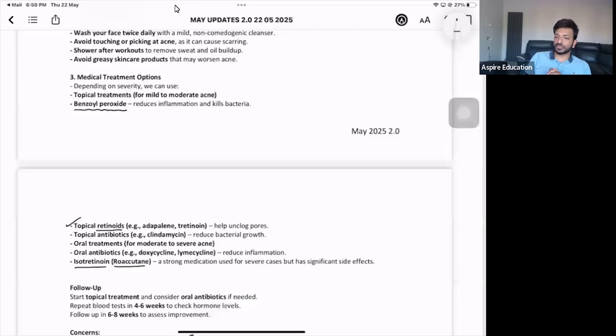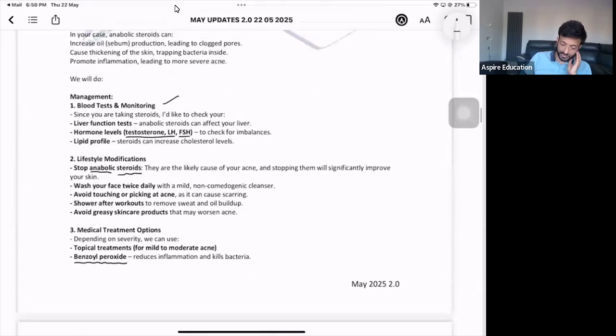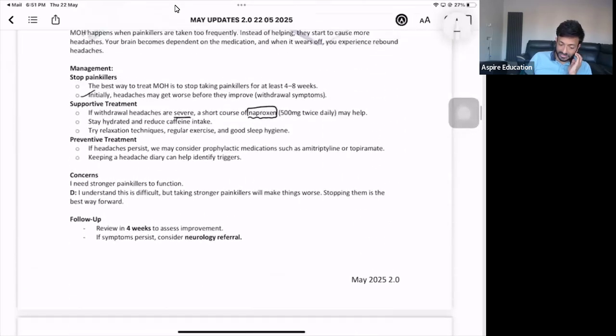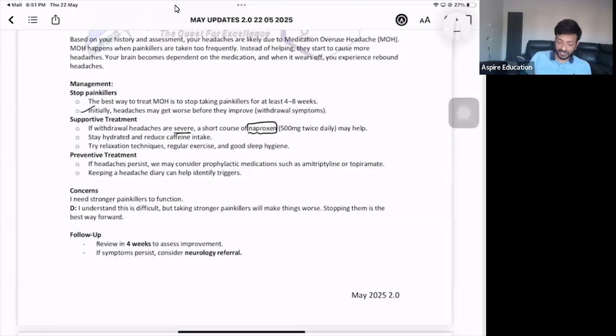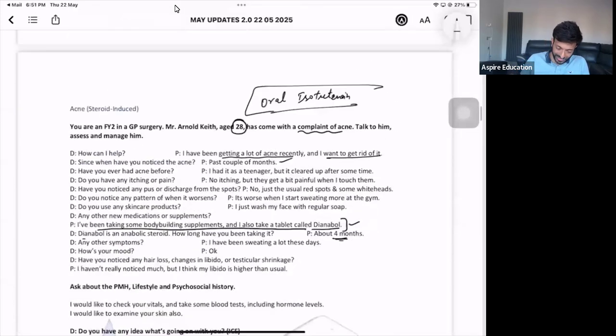For medication overuse headache, do we prescribe some other painkillers for headache or just stop it? We have to stop it, doctor. But if it is making the pain very worse, then if withdrawal headaches are severe, a short course of naproxen can be offered to this patient, right? That's the main thing.